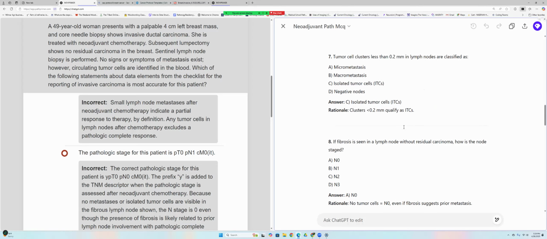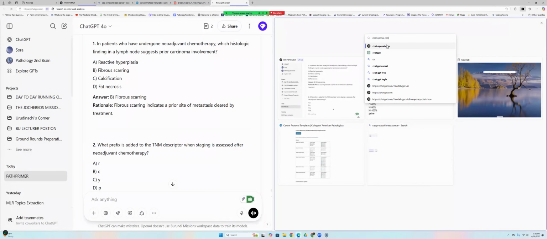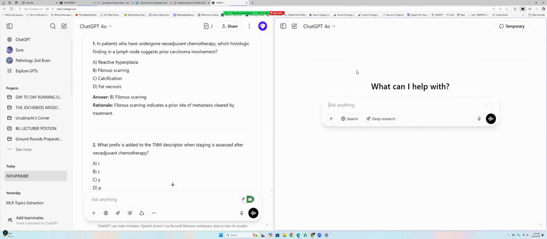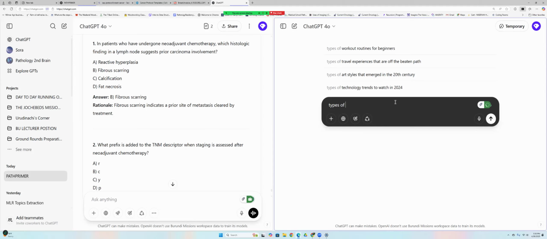What's neoadjuvant chemotherapy? Neoadjuvant is that should be after the surgery. No, that's before surgery. Let's look at it quickly. What's after the surgery? Adjuvant chemotherapy. The goal of neoadjuvant chemotherapy is to shrink the tumor to make the surgery more manageable. Okay. Types of chemotherapy.